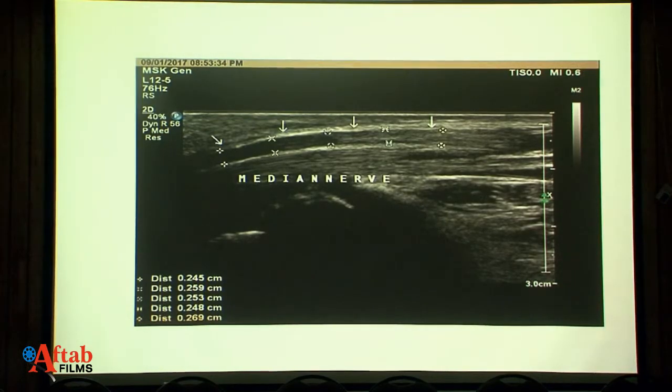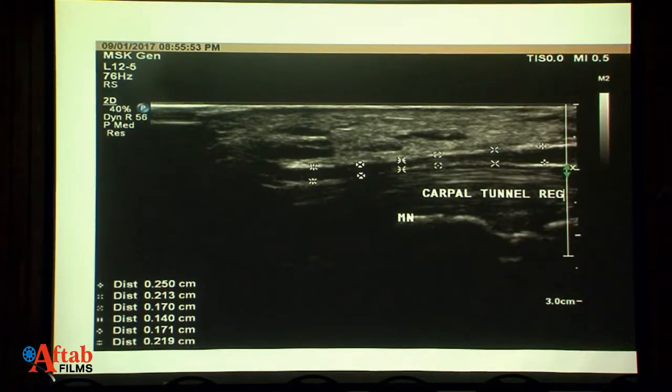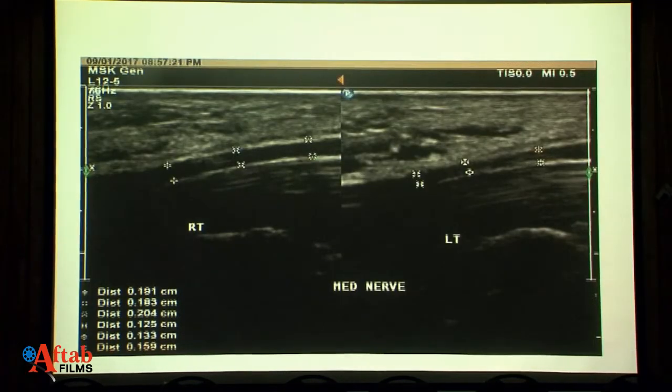So in this case, this is a normal median nerve, and on the opposite side, this is a compressed nerve, and this proximal dilatation is seen over here. This is just a comparison between both the sides, right and left, and you can actually measure the distance.